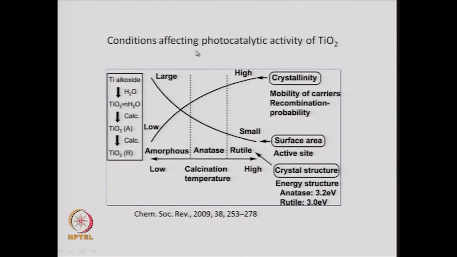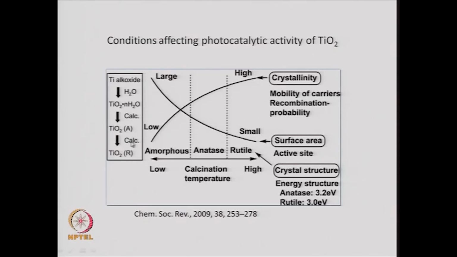Let us look at the conditions affecting the photocatalytic activity of TiO2. Now, TiO2 is normally prepared through an alkoxide. Through solution methods, we start from a titanium alkoxide, and typically we take titanium isopropoxide, and when you hydrolyze it with water, you get hydrates at low temperature, and then when you heat it further, you calcine it, you get the anatase form of TiO2. If you calcine further, you get the rutile form of TiO2.